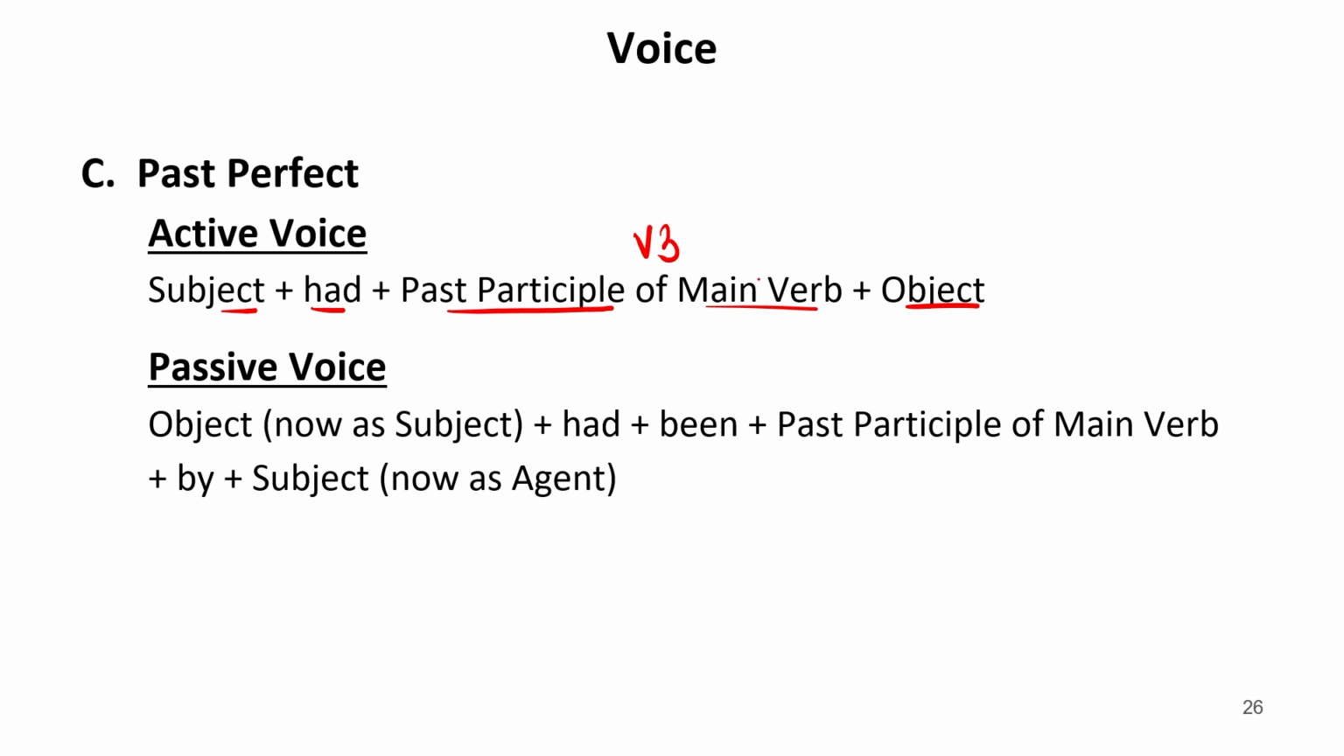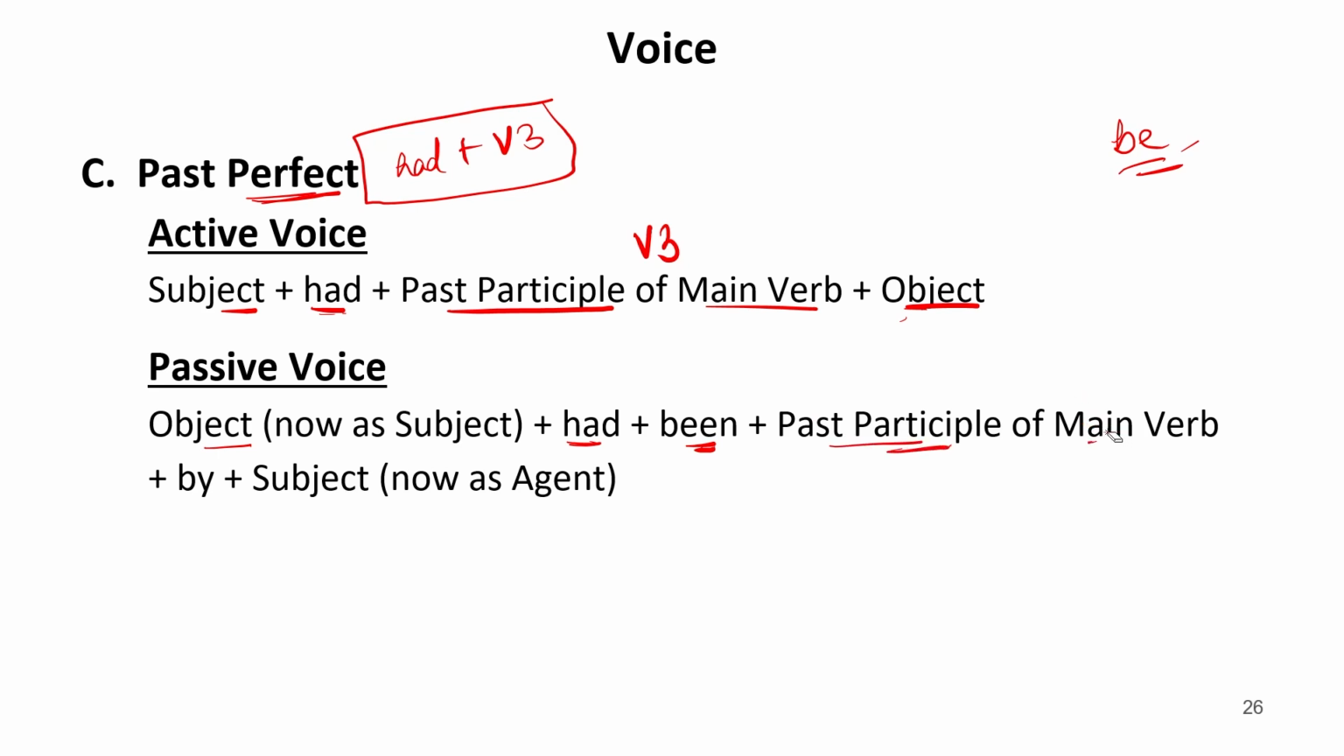Now to convert it into passive voice, first object should be located on the subject place. Then had is the requirement of perfect tense, so it should be there in passive sentence as well. So object plus had. Then again we need third form. In this perfect case also, had plus verb third form, and the third form of the main verb is required in passive voice. Again, passive voice also needs be. Therefore third form of be is used over here, that is been. So past participle of the main verb, and then we have by, then we have subject.